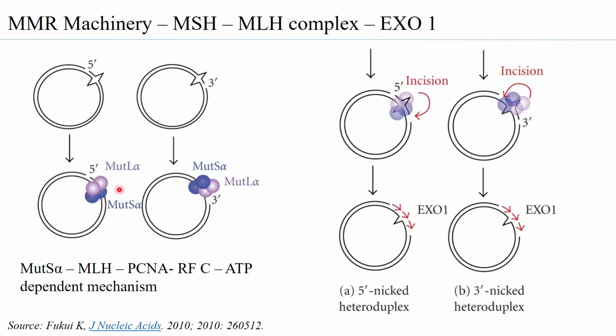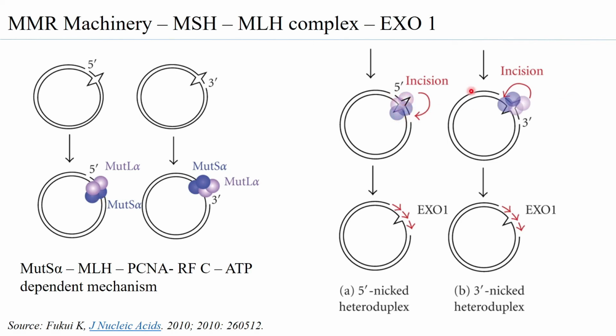So therefore, what this complex is ensuring is that there is a nick at both sides of the mismatch. So there was already a cut at the 5' end. Now because of the MutL alpha complex, you also have a cut at the 3' end. So therefore, on either side of the mismatch, you now have an incision.